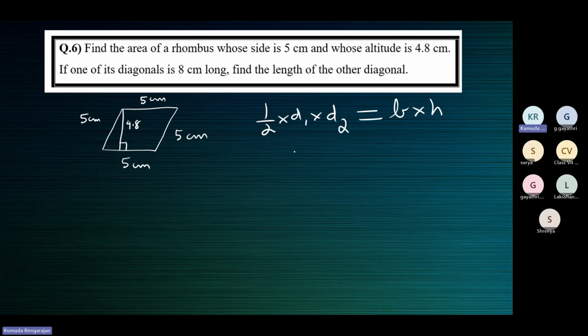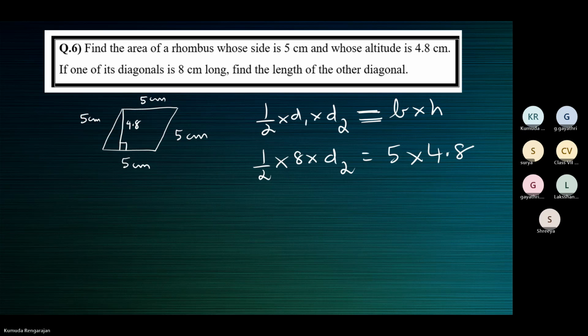The area of the rhombus you get by using this formula, half d1 into d2, is the same as the area you would get using this formula, base into height. So half d1 into d2 is equal to b into h. So half into d1 is 8, into d2, we don't know, is equal to base into height. Base is the side, 5, into 4.8.